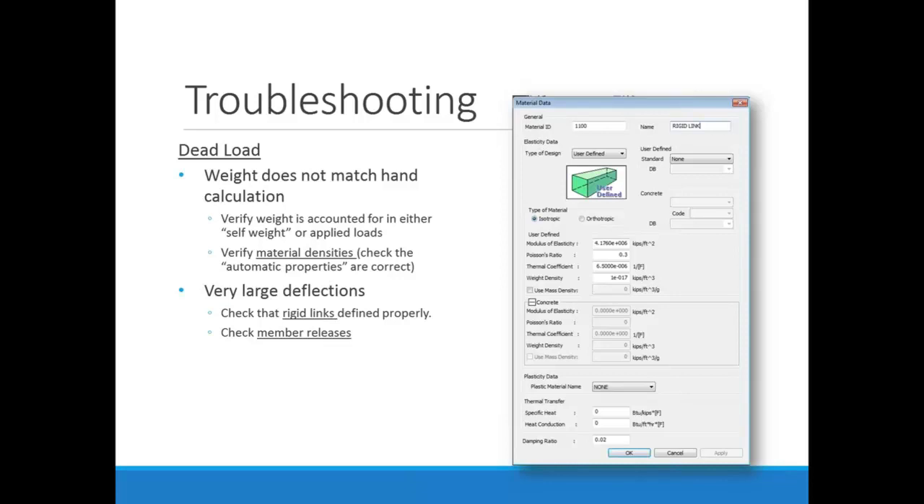Also, you might have an issue where you've got very large deflections. Usually, like I said, it always goes back to rigid length. So make sure your rigid lengths are defined properly. Check that your member releases are defined properly. And you can easily do that by looking at your model through the user interface.